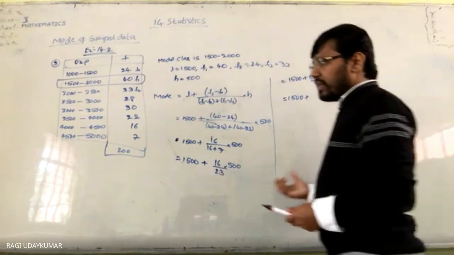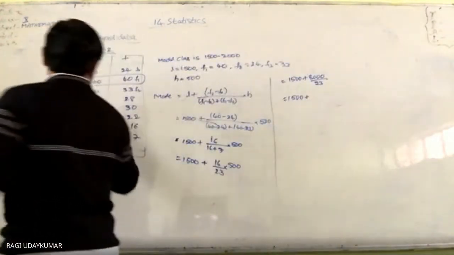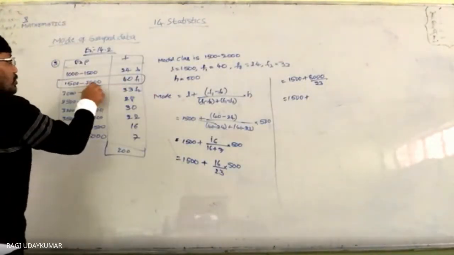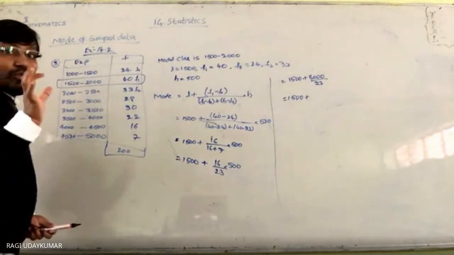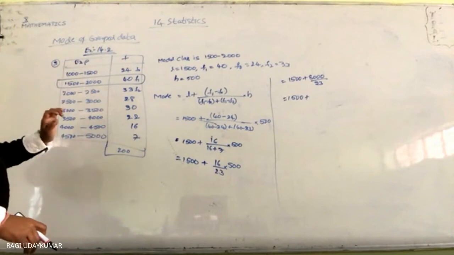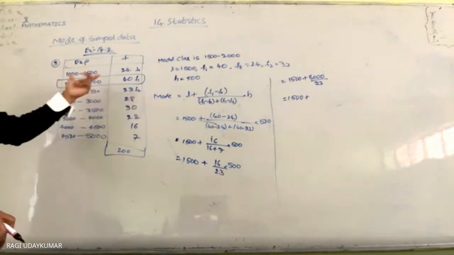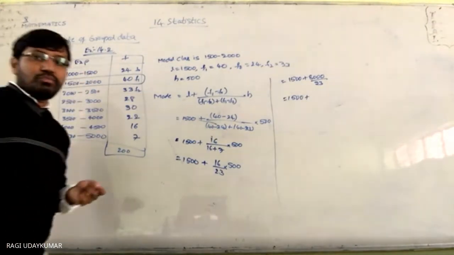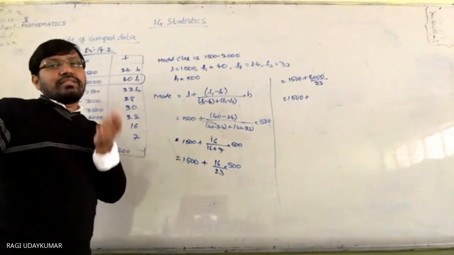And the final answer you observe always lies within the modal class. What did I say earlier about the mean? The mean lies somewhere in the middle of the data, but here the final answer will be within the modal class. The answer will be in between the modal class.